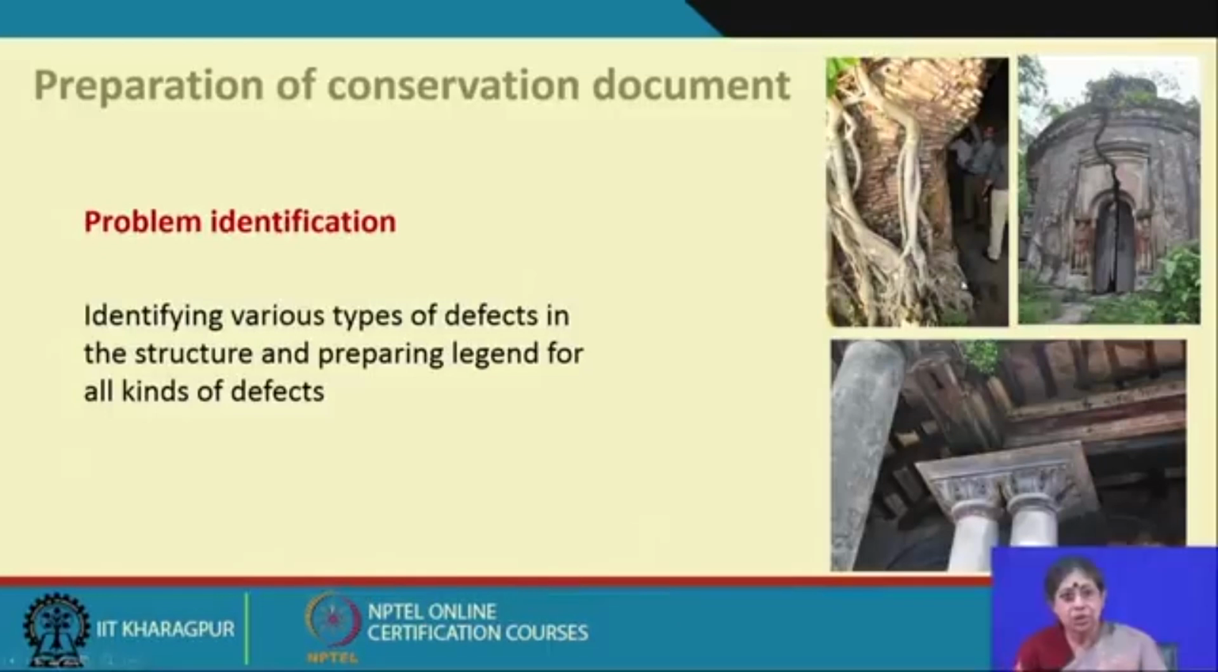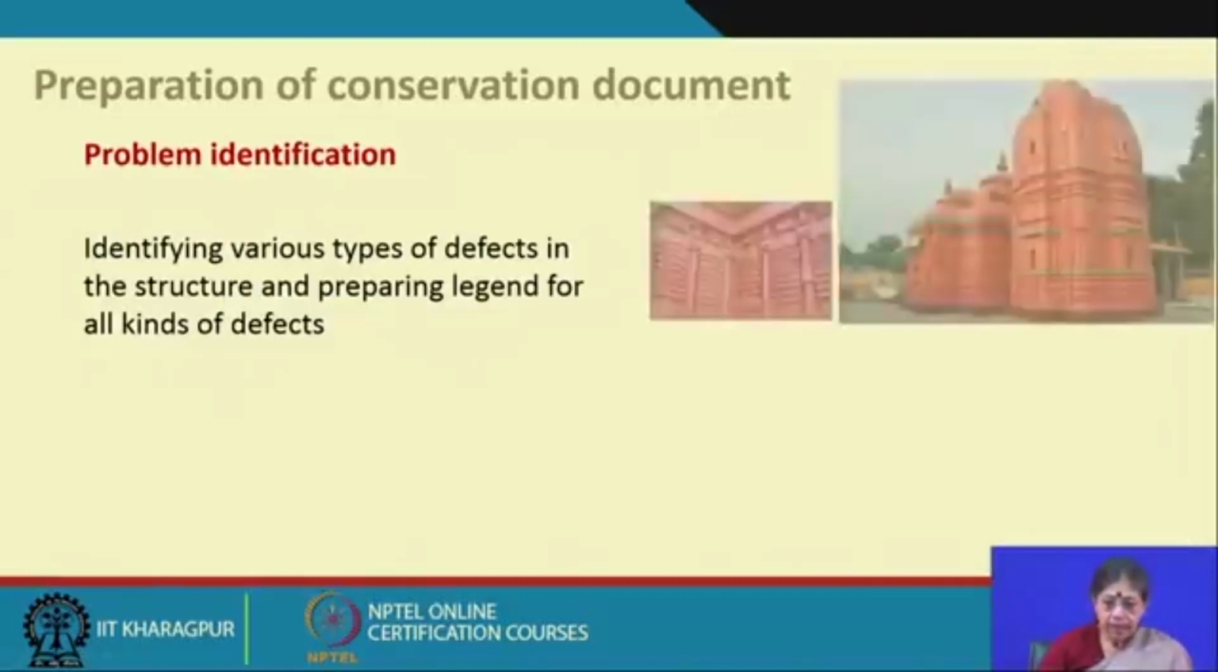tree and it is actually supporting the structure, or a major crack has happened in the structure. So, recording the crack, the position, the vegetation growth. In this case, many of the tiles have come down and the vegetation growth is there, there is a plaster thing. So, these are some things which have to be done after preparing the measured drawing; we have to first also understand what the problem of the building is.